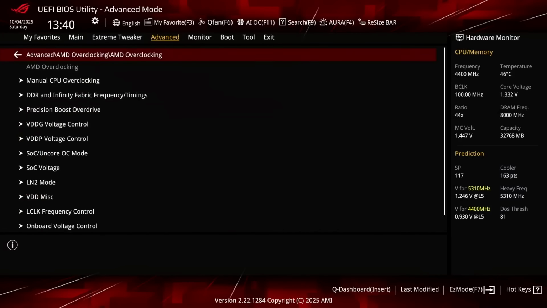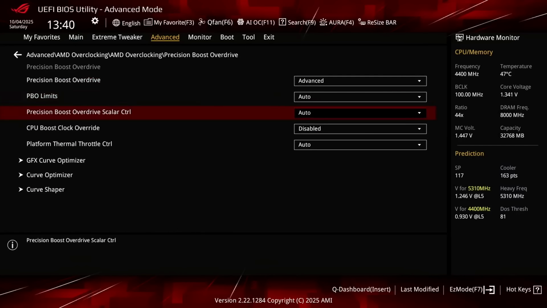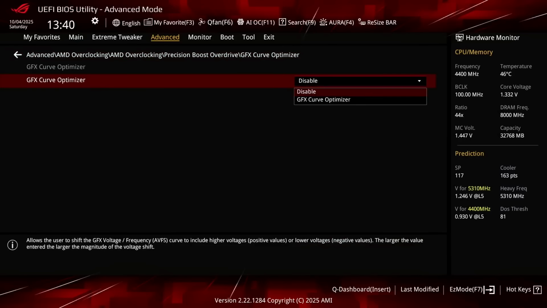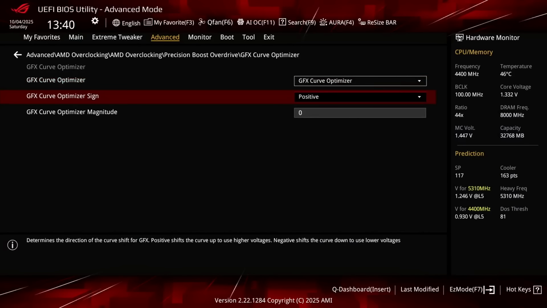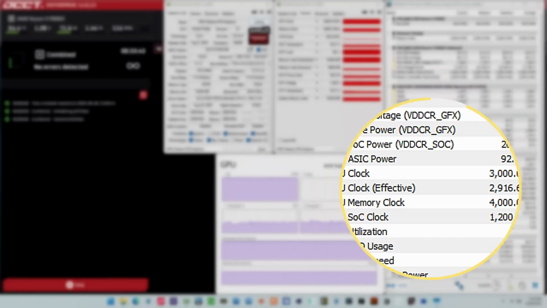We can use this tool to try and stabilize higher frequencies at 1.25 volt. In my case, I set the GPU frequency to 3 GHz and a plus 20 curve optimizer. That yields an effective clock frequency of over 2.9 GHz in our OCCT stress test.